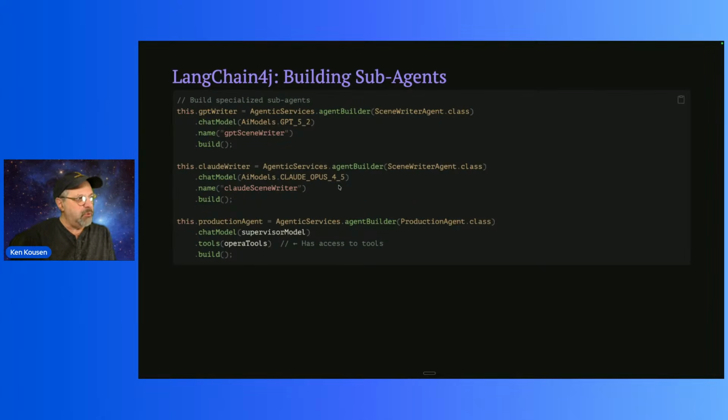I specify which model we're using, give it a name, and then down here in the production one, I can supply all those tools. Those are the methods that are annotated with @Tool. They're all in a class. I have a class called OperaTools, and that has methods like, call this to save the binary files, MP3s or whatever, whatever I need to do that way.